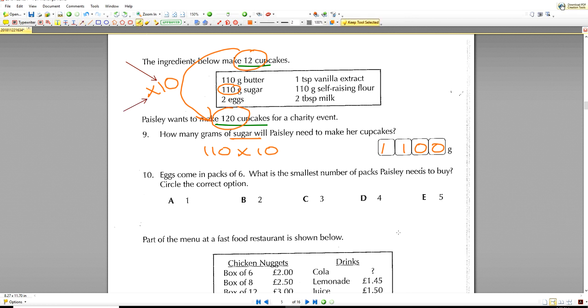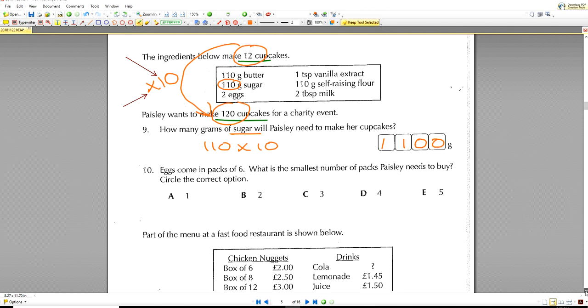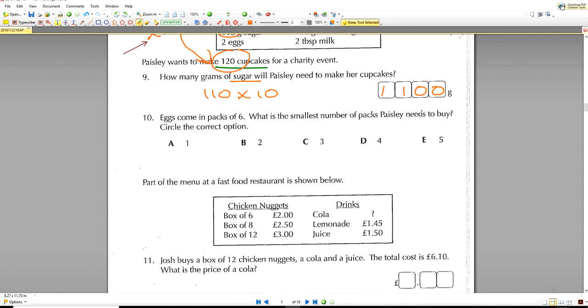Okay, next question. Question number 10. Eggs come in packs of 6. What is the smallest number of packs Paisley needs to buy?